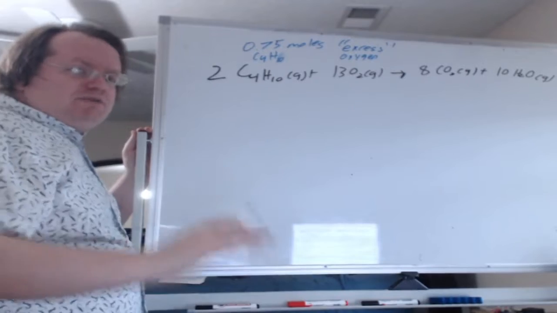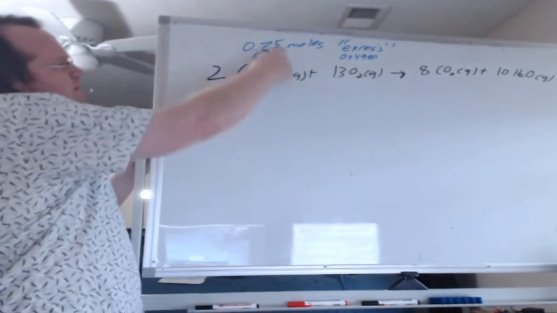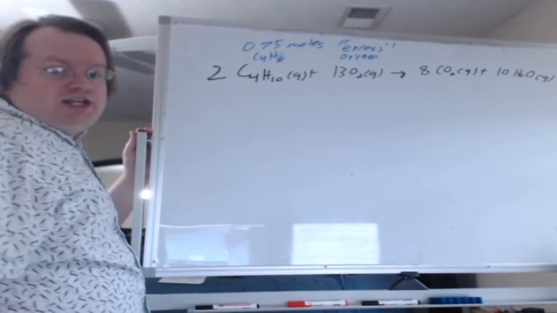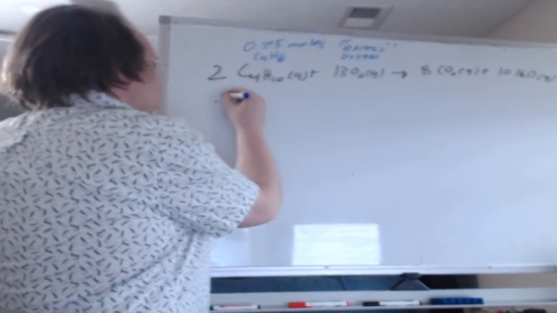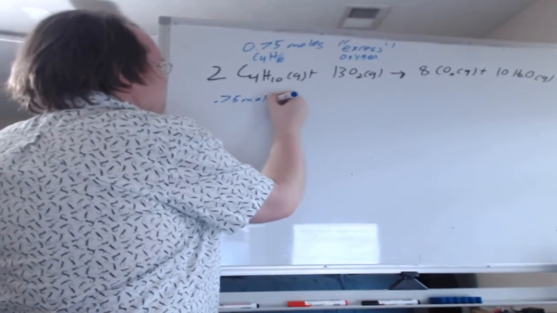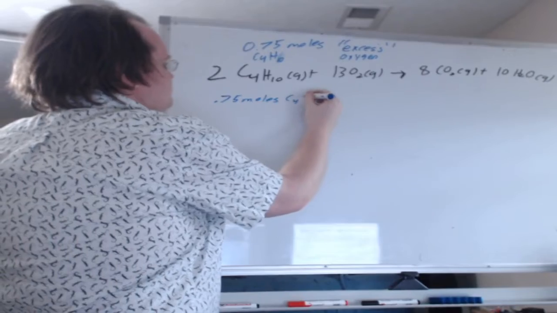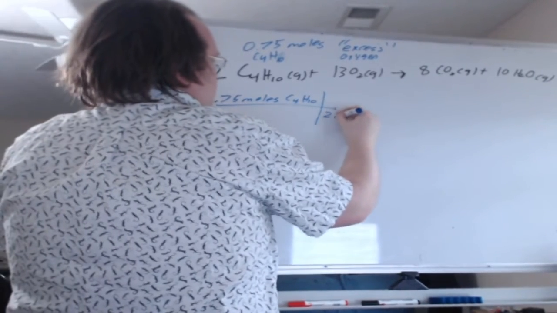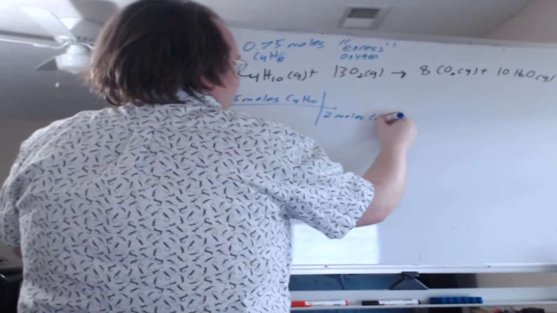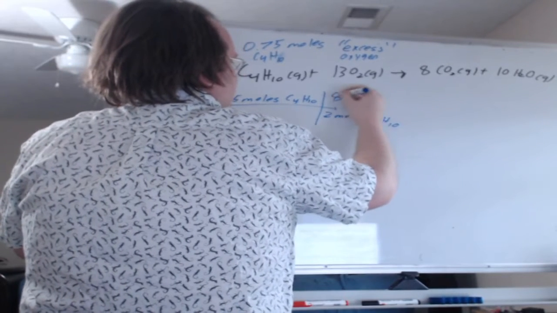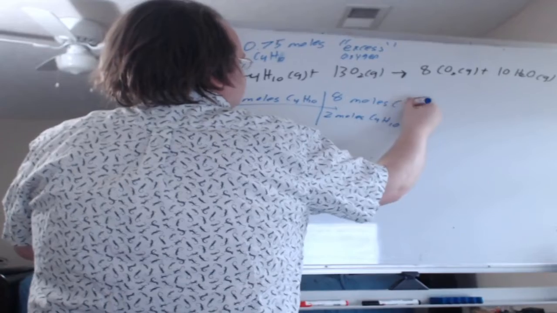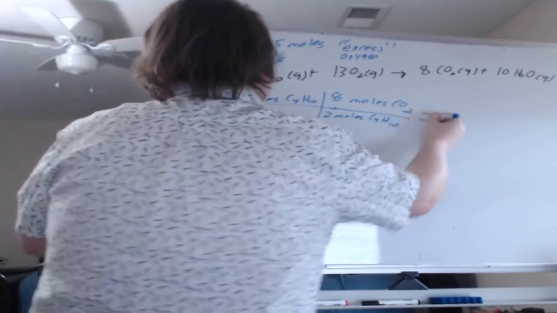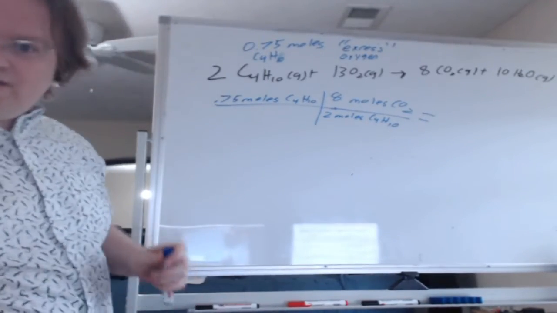So if you're not given any information about it, what I'm told is, hey, how much CO2 do I make if I burn 0.75 moles of C4H10? So then we just have to do that first step. We don't have to worry about converting over and comparing. So we have C4H10. And from there, every 2 moles of C4H10 makes 8 moles of CO2. So my problem's asking me how many moles of carbon dioxide can I get from my 0.75 moles.